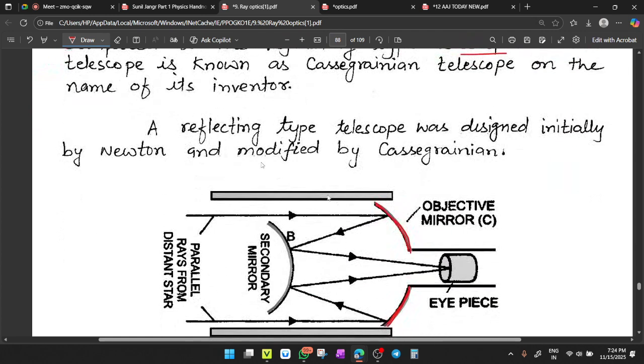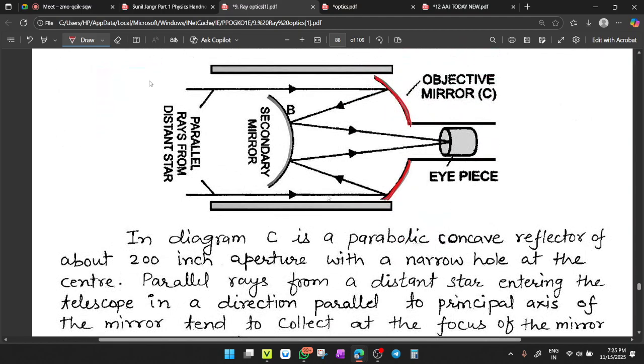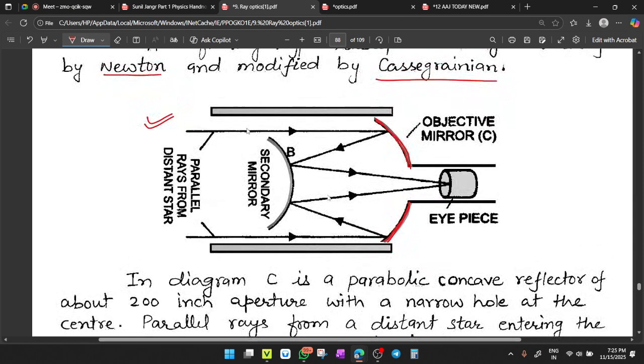Okay, it is named after its inventor. A reflecting type of telescope was designed initially by Newton and modified by Cassegrainian. So make this diagram. This is an important diagram from the examination point of view. Now check the working here.